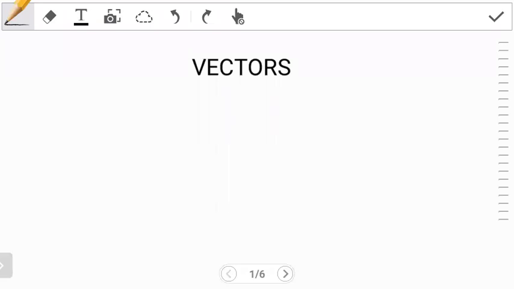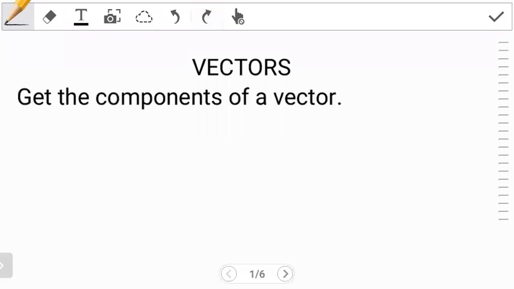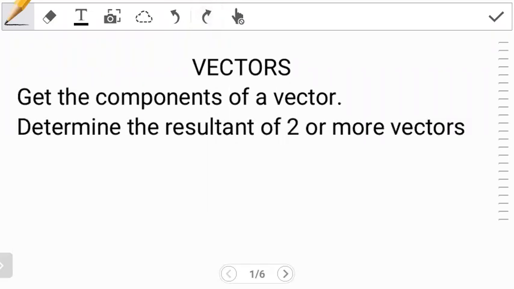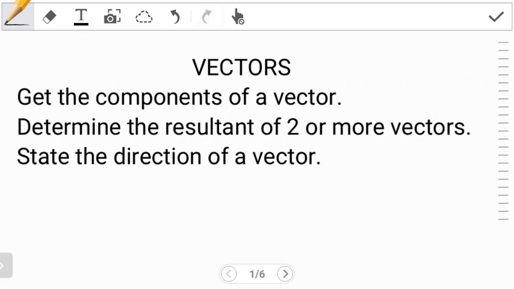In this tutorial, we have three main objectives. At the end of this tutorial, you should be able to get the components of a given vector. Apart from that, determine the resultant of two or more vectors. And lastly, state the direction of a given vector.